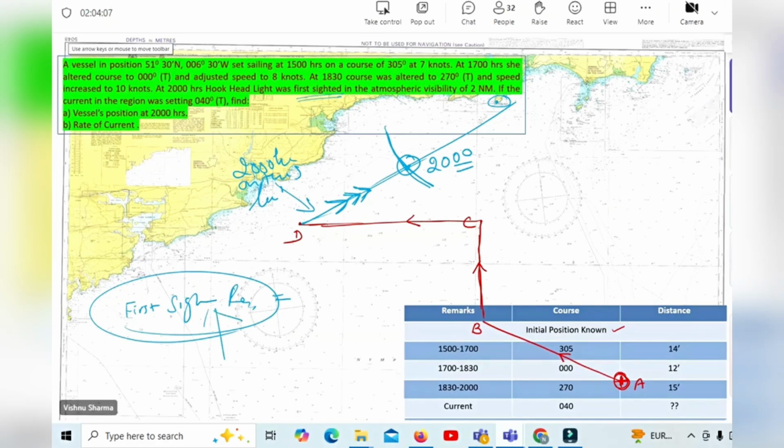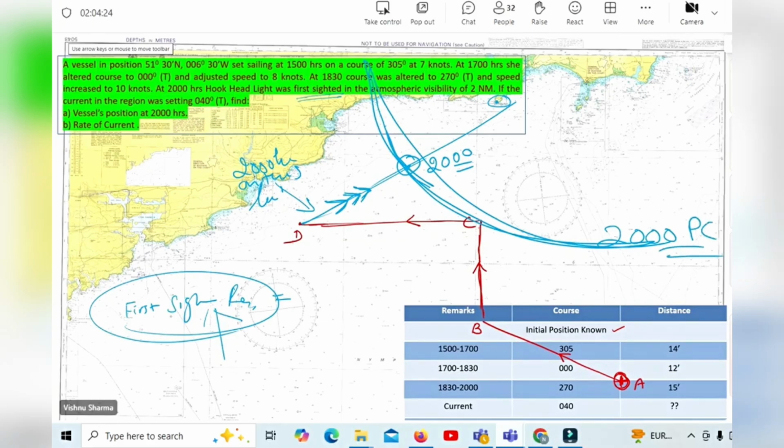Put your compass at the Hook Head Light, and your ship has to be on this circle. Am I right? Ship has to be on this circle. Yes, sir. This is a 2000 hour PC. Yes or no? Please tell me. Yes, sir. So if the vessel is on this circle and the vessel is on this blue line with 3 arrows, where would the ship be? Ship would be where the two intersect. Am I right? Okay, sir. Is it now making sense?